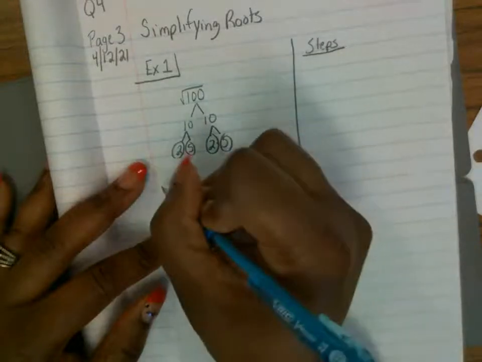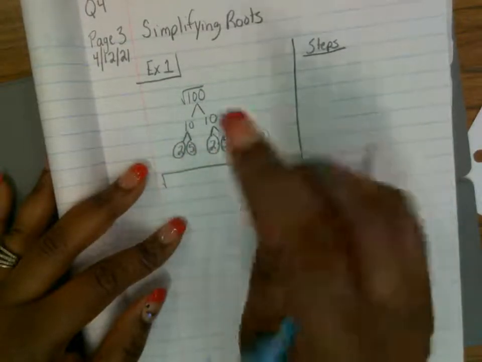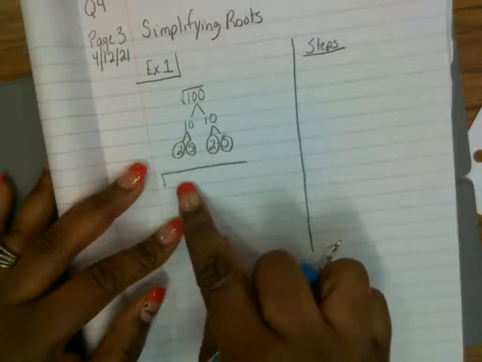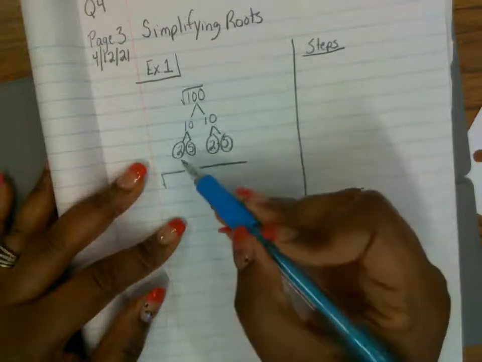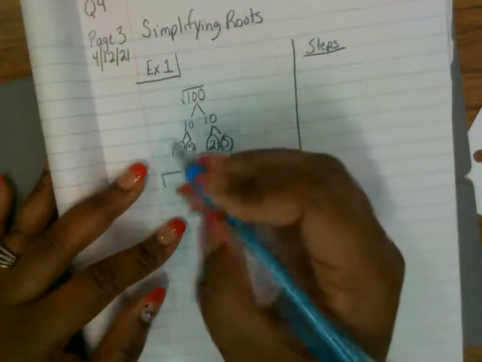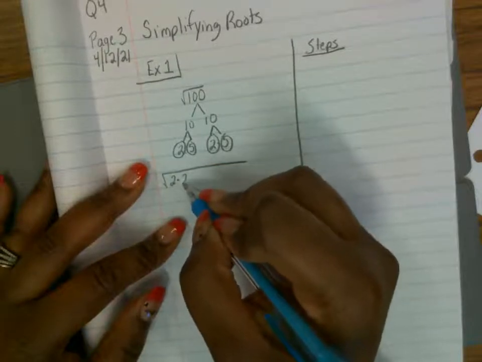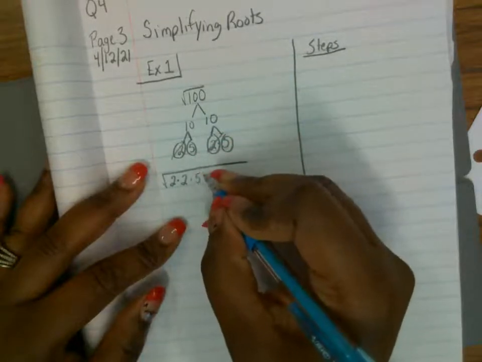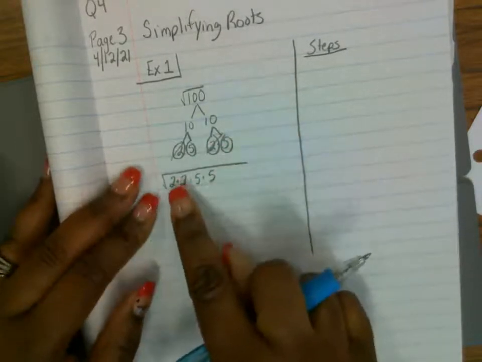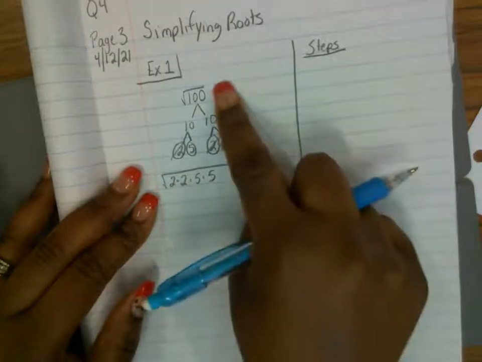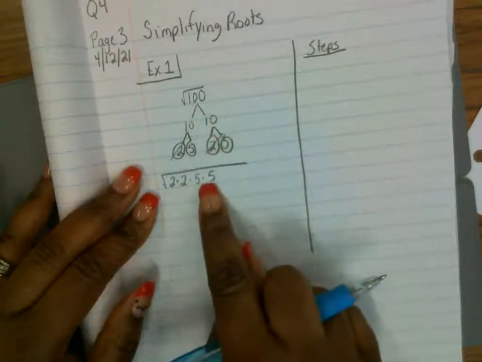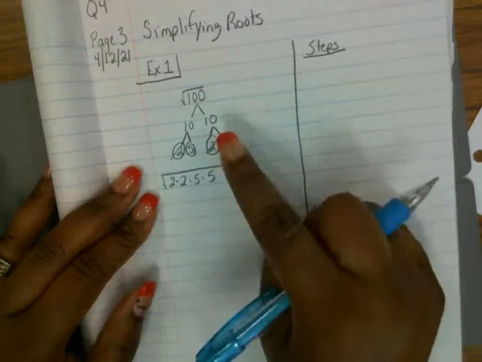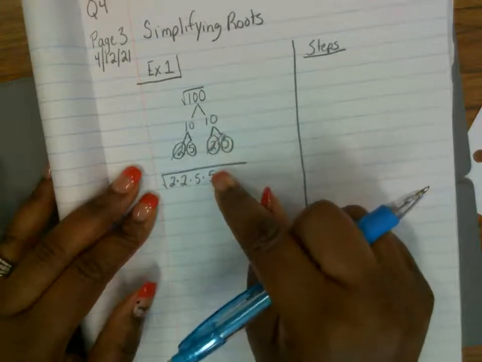The second step, you're going to take all of your prime numbers, your circled numbers, and put them under the radical in order from least to greatest. So my smallest number that's circled is 2, and there are 2 2's. So I'll say 2 times 2, and then I have 2 5's. If I want to check to make sure that my answer is correct, if I multiply all these numbers together, I should get 100. This is the prime factorization for 100. You should have covered that in 6th grade and a little bit last year as well, okay?